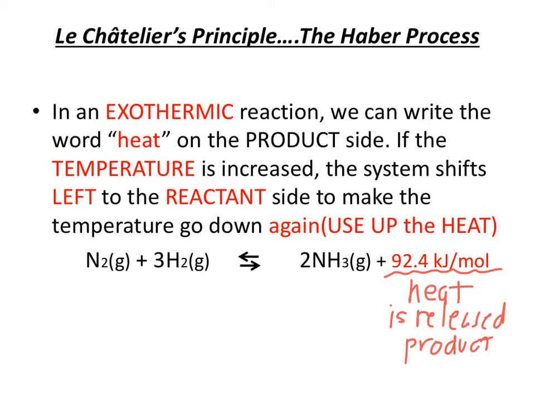So if we increase the temperature, it's like adding heat to the system. If we add heat to this system, we have a system shift to the left because that will use up the heat. And once it uses up the heat, the temperature will go back down. That's how the system relieves the stress of additional heat.